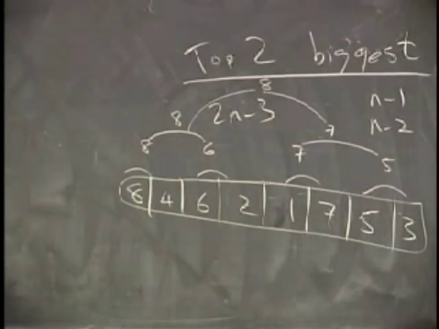All right. But once you've broken them down into pairs, yes, then the second biggest has to be either one of the top or the second one to the top.